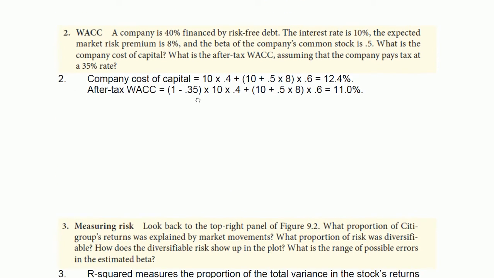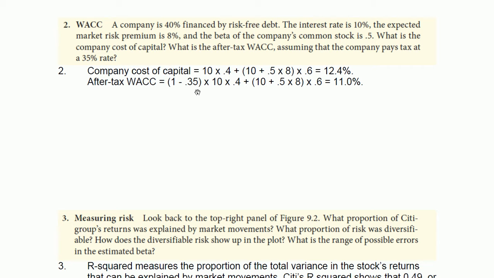Number 2, weighted average cost of capital. A company is 40% financed by risk-free debt. The interest rate is 10%. The expected market risk premium is 8%, and the beta of the company's common stock is 0.5. What is the company cost of capital? What is the after-tax weighted average cost of capital, assuming that the company pays tax at the 35% rate?